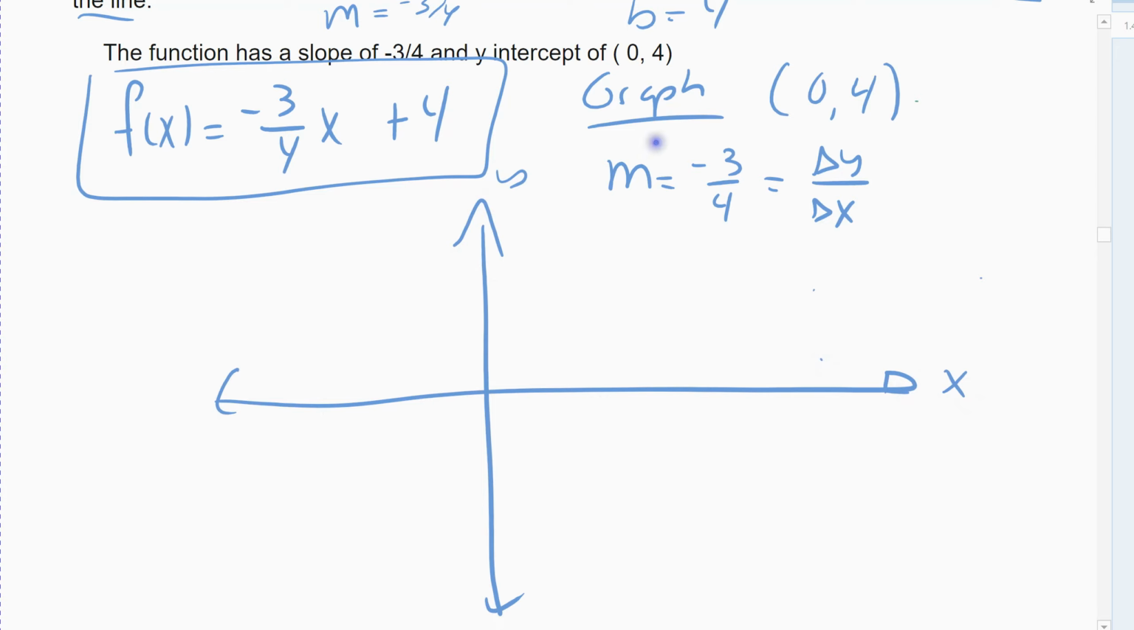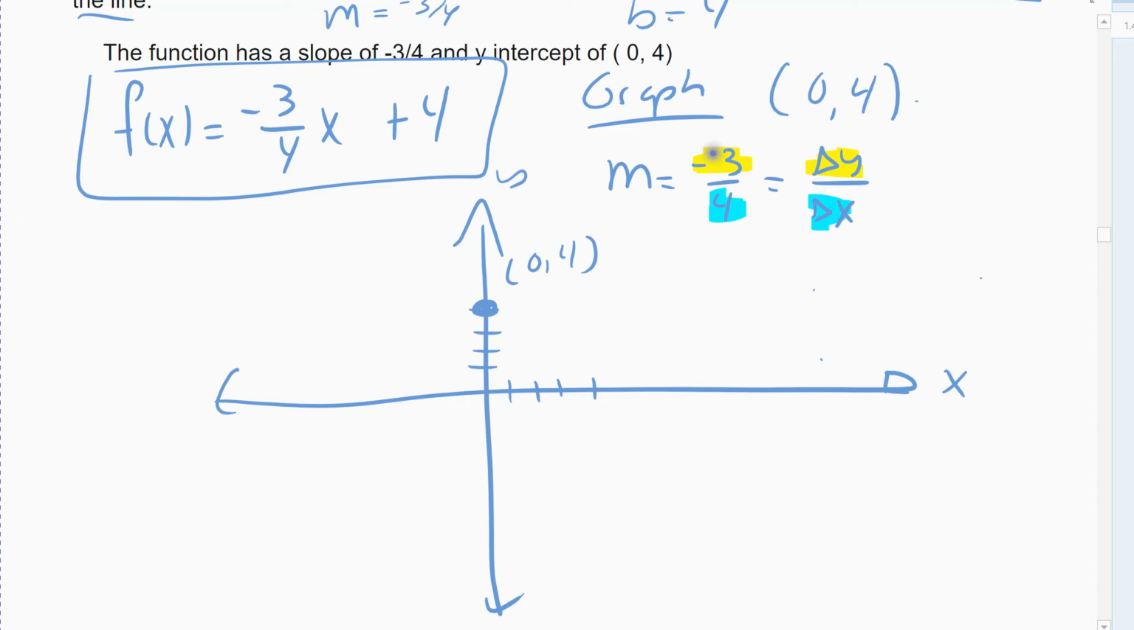Start here at the (0, 4). So 1, 2, 3, 4. So there's my point, (0, 4). And then I'm going to use my change in y. Now you can just find another point if you want to, and that's fine, but I'm actually going to use my slope to do that. I'm going to find my change in y and my change in x.